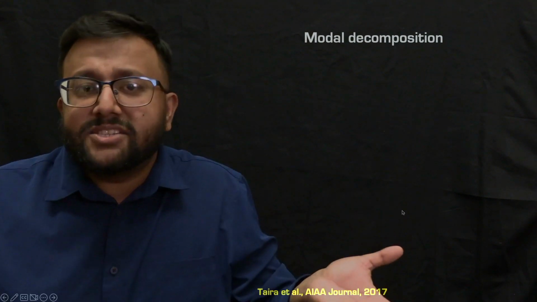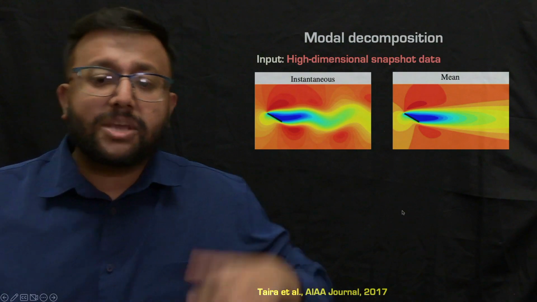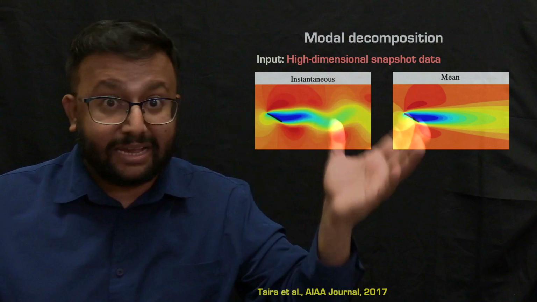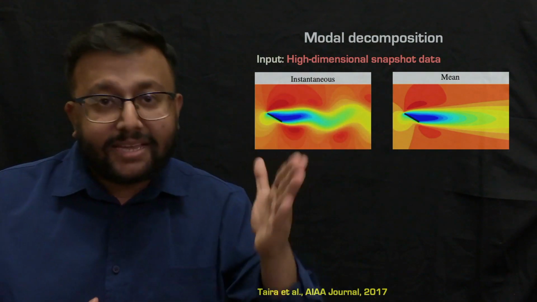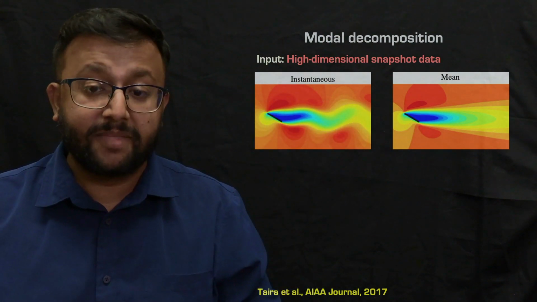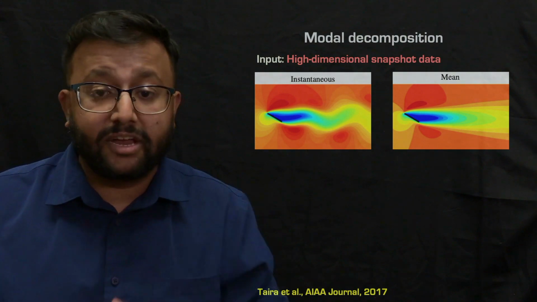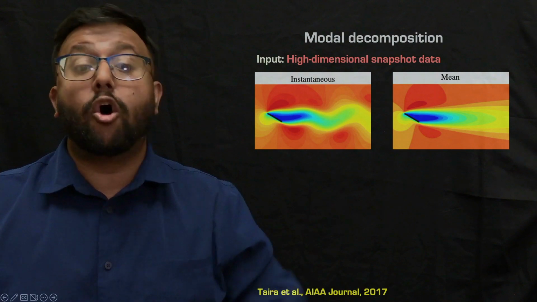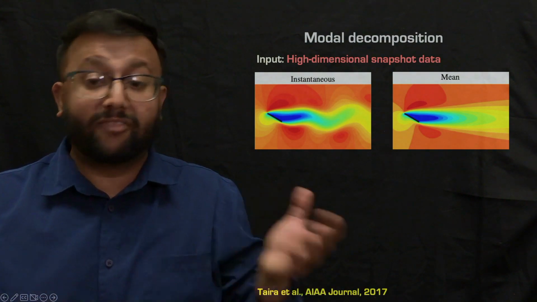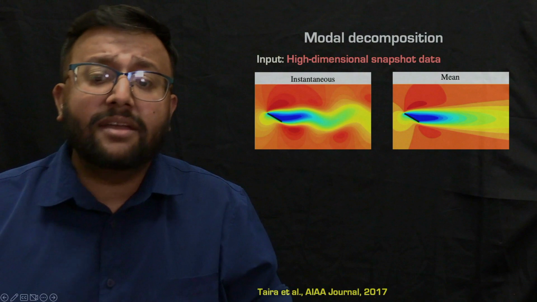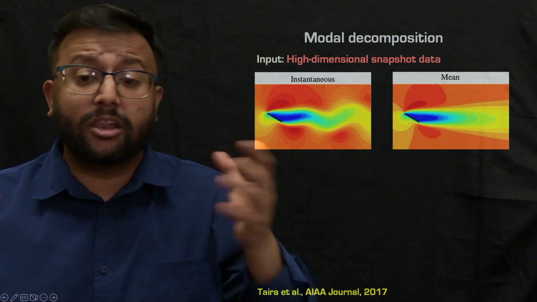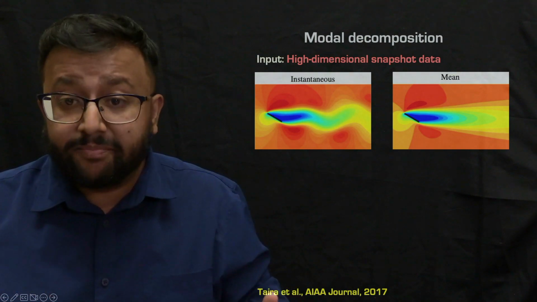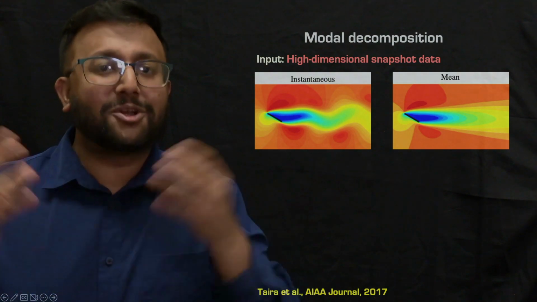So what is the essence of modal decomposition? Suppose you have high-dimensional snapshot data as your input, so typically that stacked matrix X that we discussed in the last lecture. We can visualize what the flow field looks like. For example, on the left is shown an instantaneous snapshot of laminar flow past a flat plate. And what you see is there are a lot of coherent structures and patterns in this data, right? But we don't know what they are.